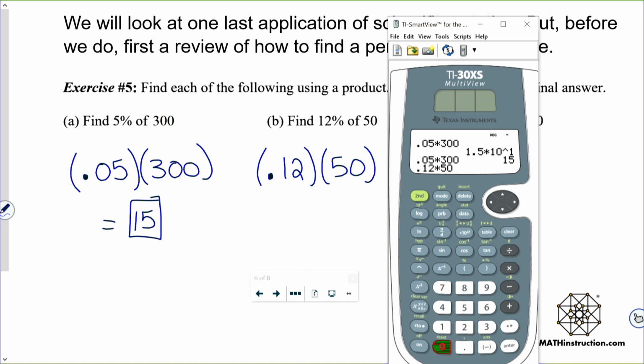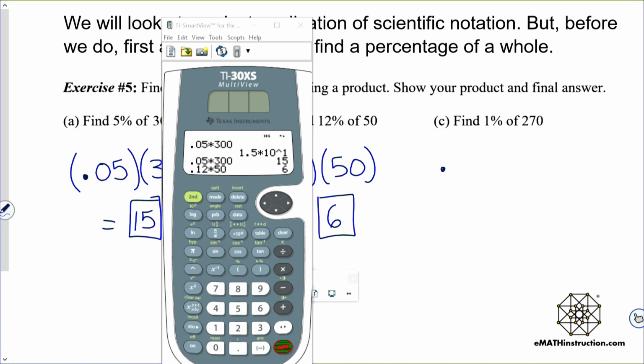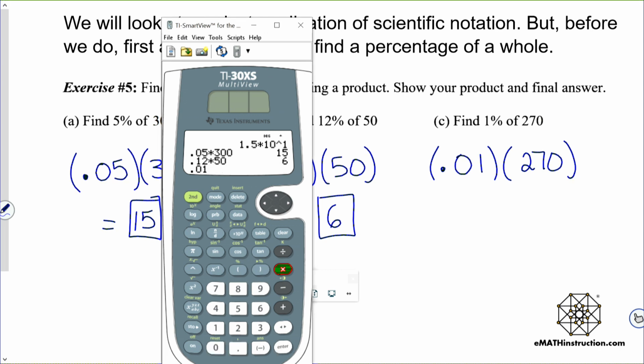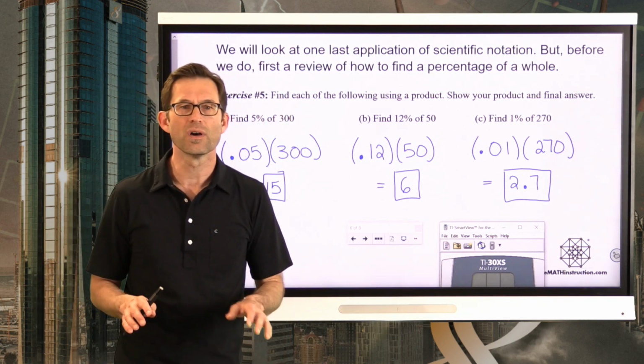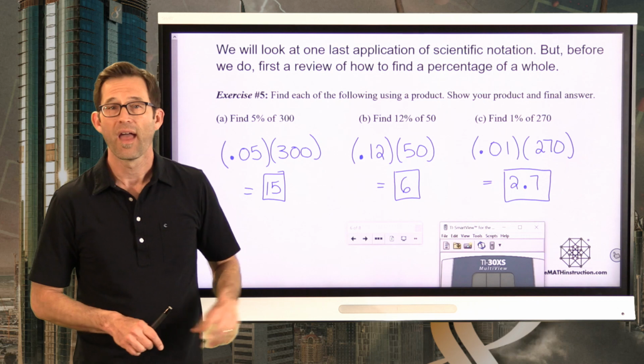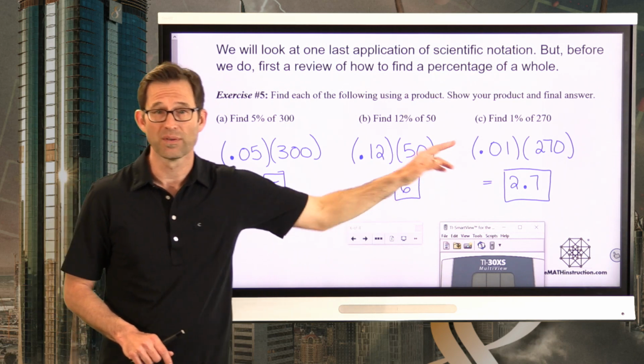0.12 times 50 gives me 6. Simple. And the most important one of the three, to find 1% of 270, we're going to multiply 270 by 0.01. And this should come as no surprise. This gives me 2.7. All right. So I just wanted to review really quick how we find a percentage of a given number by doing a product. And all we're going to be doing is finding 1% of a given number in a little while. That's why that one's so important.